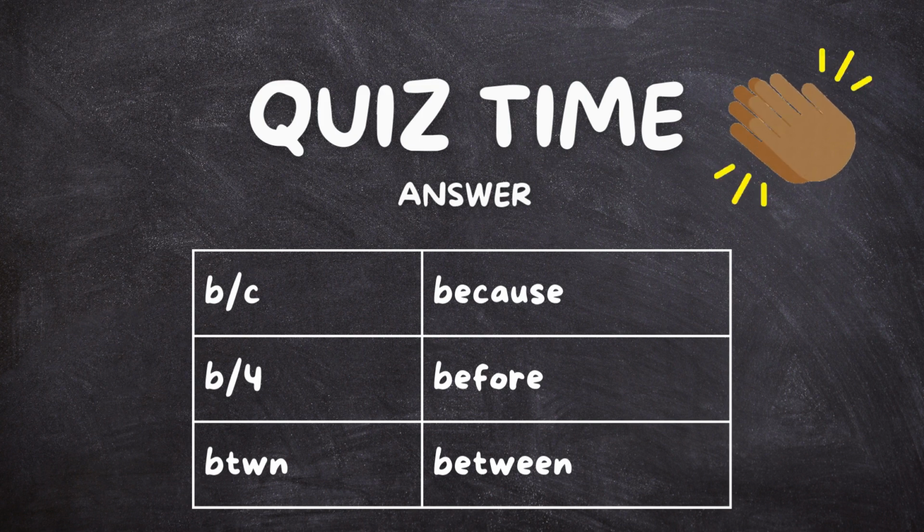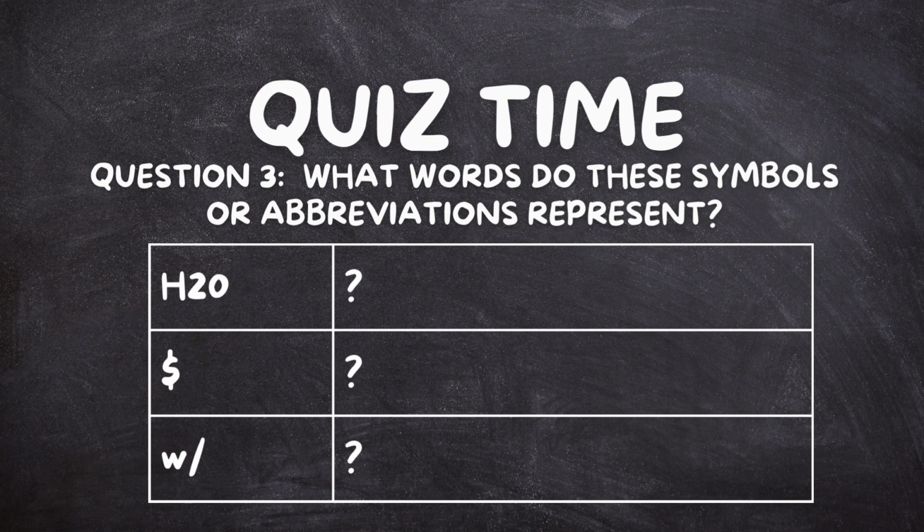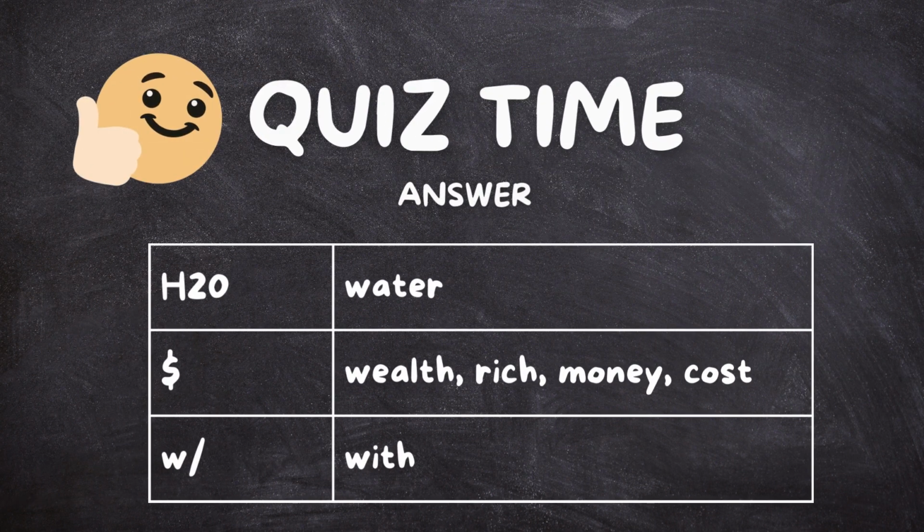Let's go with one more question. What words do these symbols or abbreviations represent? You have 3 seconds. 1, 2, 3. Hopefully you said water, wealth, rich, money, or cost. Any one of those would work. And then W/ represents with.